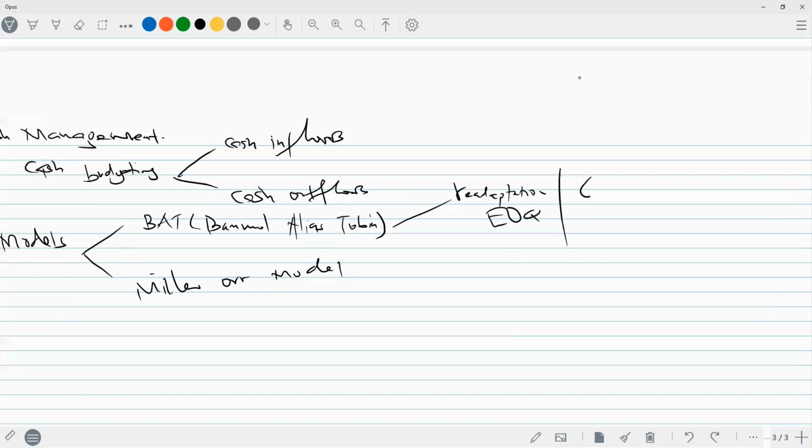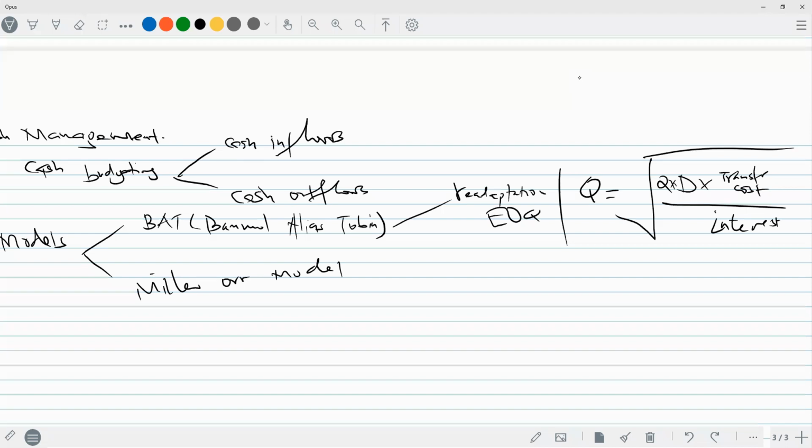Therefore, as per the model, the Q is given as the annual demand of cash or annual surplus of cash, multiplied by the cost per order, which in this case is the transfer cost. What was the cost per transfer? The transfer cost. We divide by the holding cost. What's the cost of holding cash? The interest foregone. We divide by the interest, and that gives the optimal size of the transfer. That's as per the Baumol model.